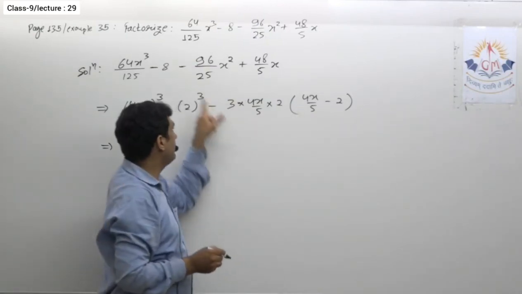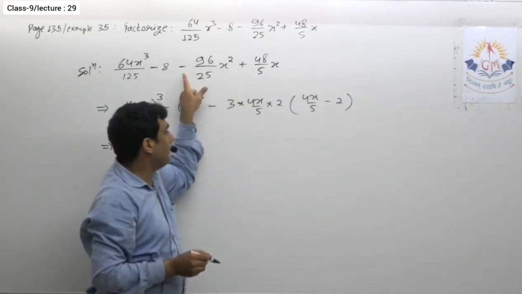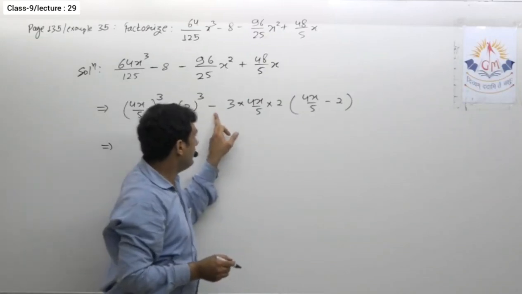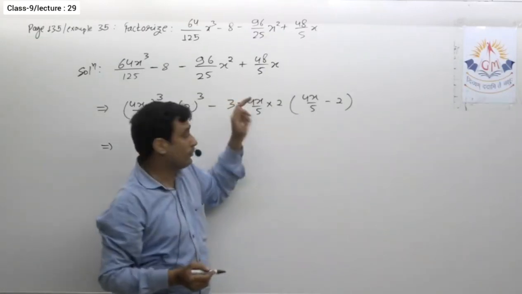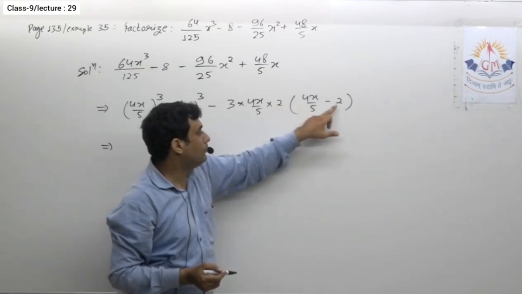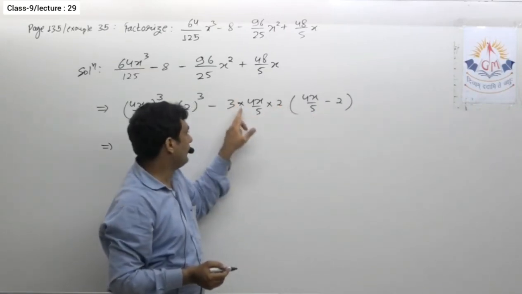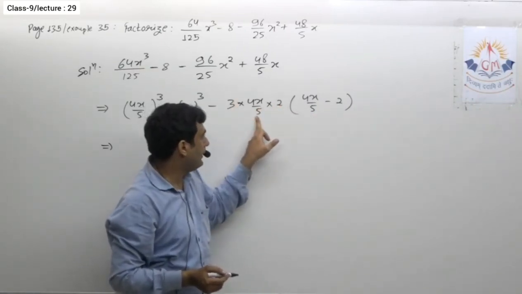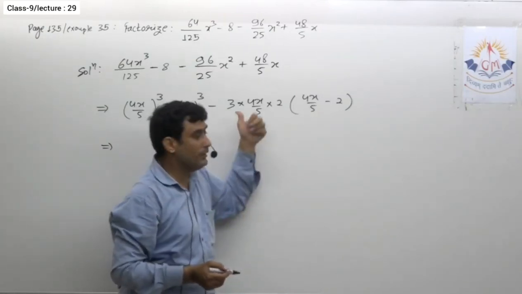This is positive, this is negative. So plus into minus is minus, so this is negative. Now this minus into minus, plus sign is okay. Now 4 into 2, 8, 8 into 2, 16 into 3, 48, and x, and the denominator you can see there is 1, there is 5, so only 5.